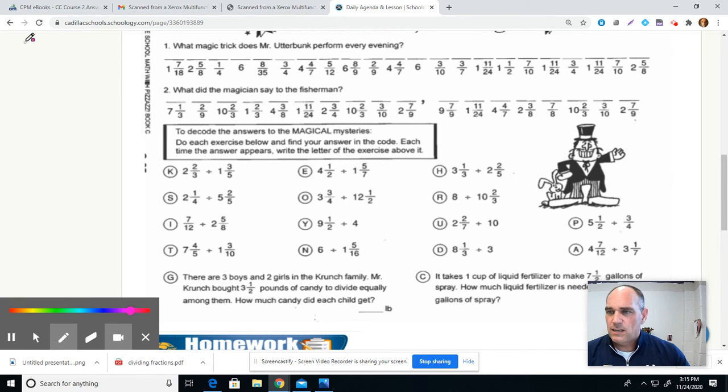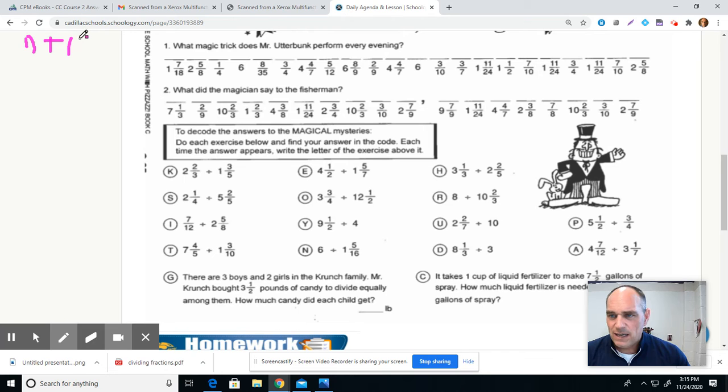Step one, just like we have always done when multiplying. So step one, I'm going to call this TH. We need to make them top heavy, just like we always do. So if I'm going to do this one, first thing I do is make it top heavy. That's going to be 2 times 3 is 6, plus 2 is 8. So this is going to become 8 thirds divided by 1 times 5 is 5, plus 3 is 8, divided by 8 fifths.